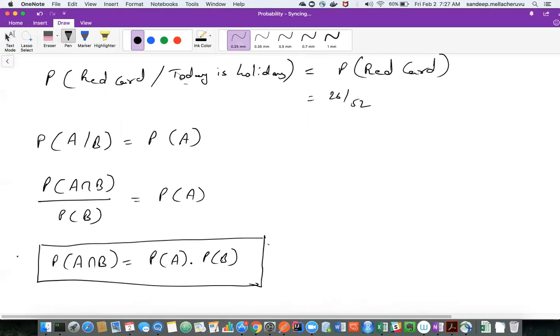And this is one of the most important things that we'll be using over and over again. Okay, when A and B are independent events, probability of A intersection B is nothing but probability of A into probability of B. Is that clear? Yes, Sandeep.